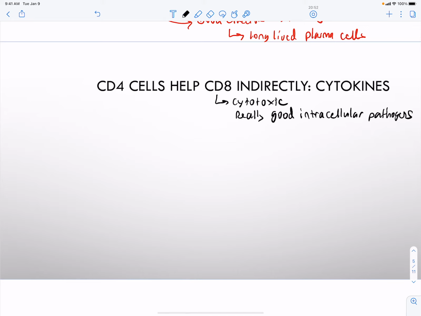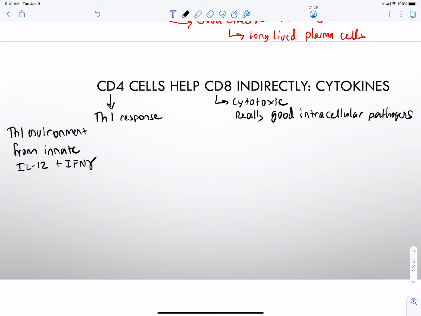And so the T helper response that's really good for intracellular pathogens is the T helper 1 response. A T helper 2 response really can't help a CD8 T cell because the T helper 2 response gives the wrong cytokines. So T helper 1 response, we'll set up the TH1 environment. So TH1 environment from the innate, remember the innate is the alarm system, is IL-12 plus interferon gamma.